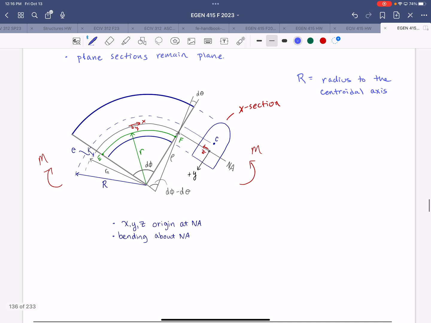The neutral axis will not pass through the centroid. So we're defining r sub n, this little guy here, lowercase r sub n, as the radius to the neutral axis before loading. So that's another complication. After there's loading applied to the beam, things are going to change.